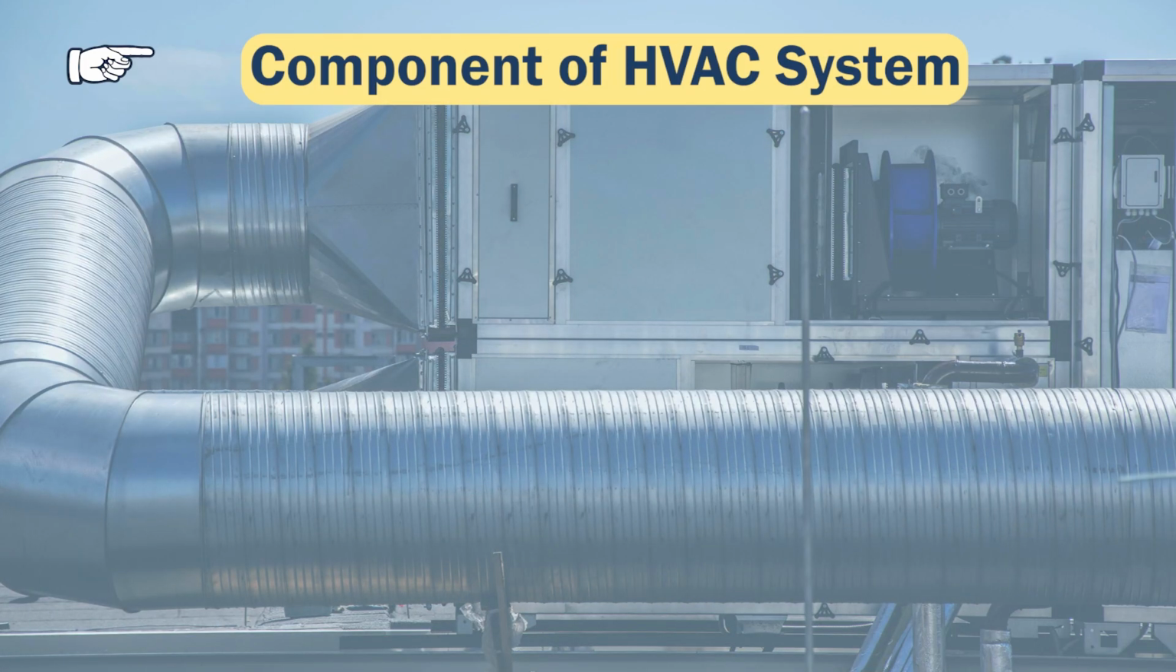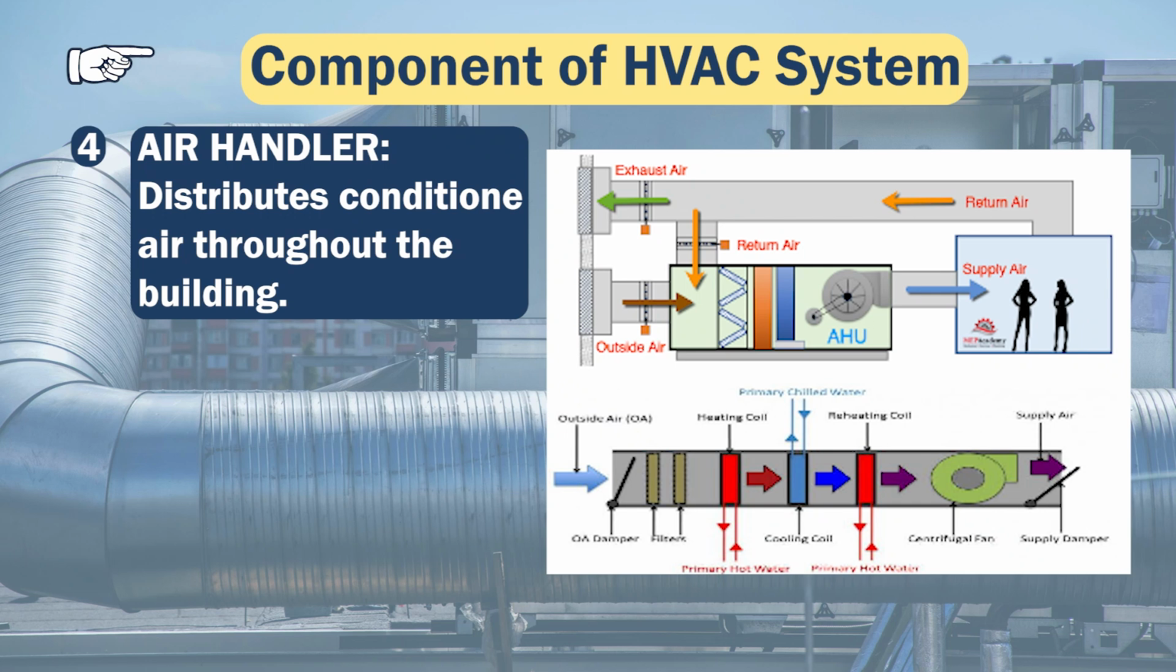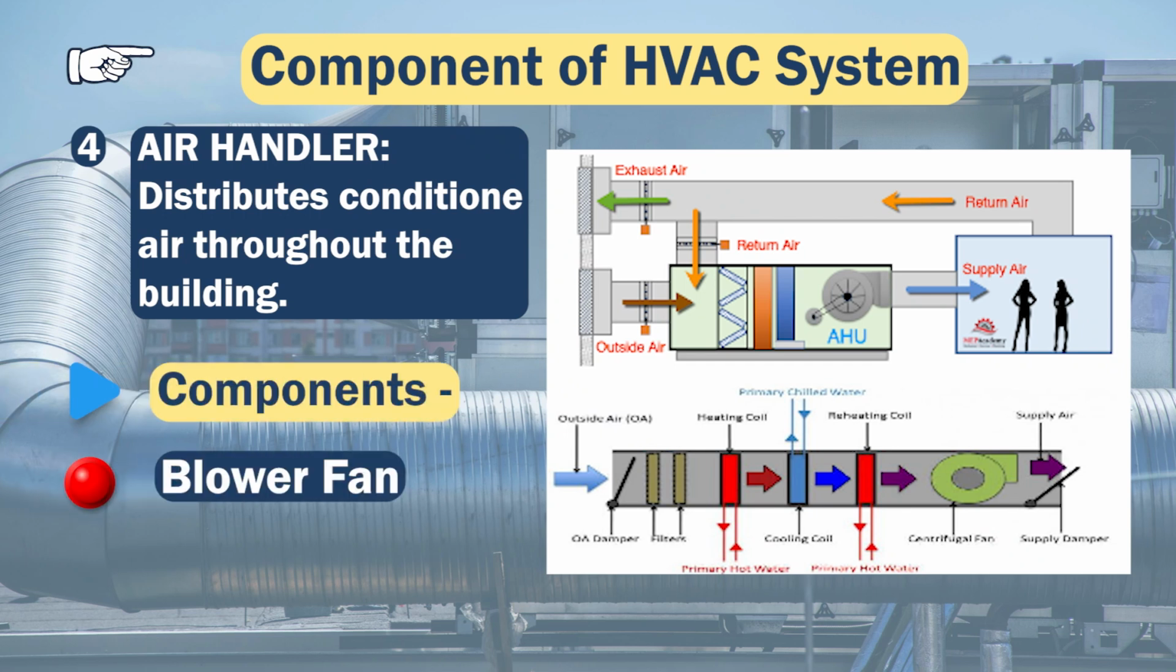It's again about the components, and what we are going to discuss in slide 12 is the air handler. The function of the air handler is to distribute conditioned air throughout the building. It ensures proper air circulation and filtration for maintaining indoor air quality and comfort. There are various components of this, and some of the major components are: first, the blower fan, which moves air through the ductwork. Second is the filter.